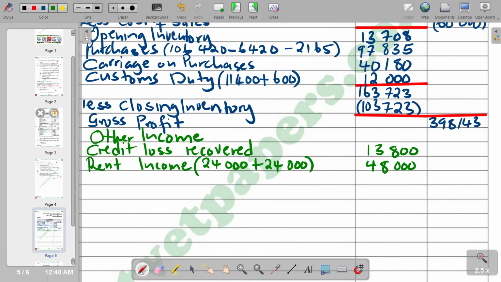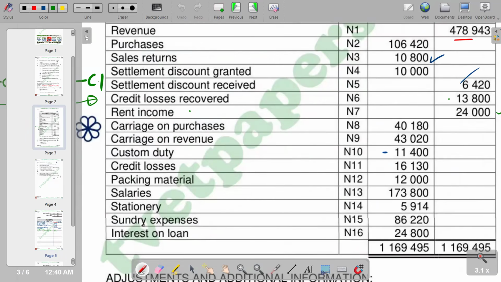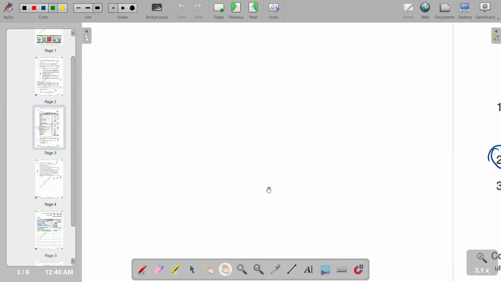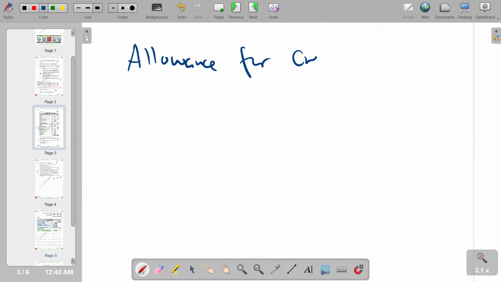Then we check again. We have any other income mentioned from rent income. We go down. We see that we do not have any income that we have. And of course, if you have exhausted all the incomes that are listed in the pre-adjustment trial balance, you need to check for provision or allowance for credit losses. You need to check for allowance for credit losses.